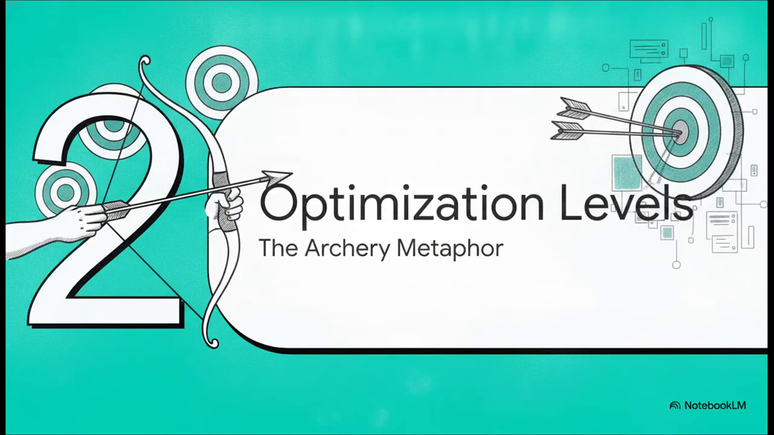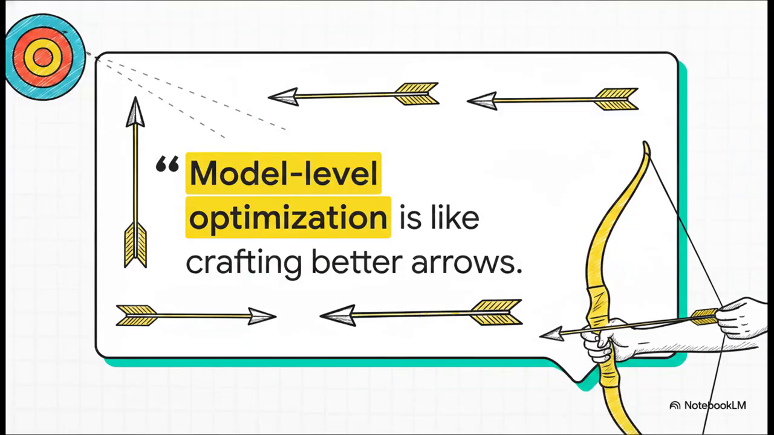That takes us to part 2, 3 levels of optimization and the archery metaphor. So how do we fight back against these bottlenecks? Well, Chip Huyen introduces this fantastic overarching framework to ground these highly technical concepts. We can optimize at 3 distinct levels, and she uses an archery metaphor, and this brilliantly illustrates the entire optimization stack.